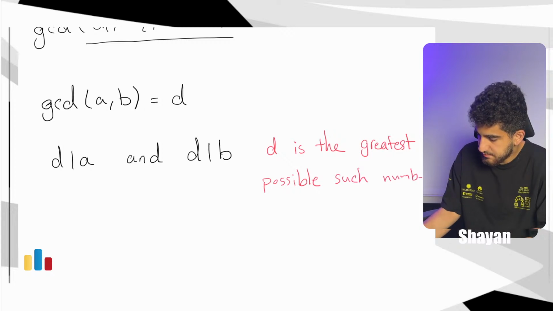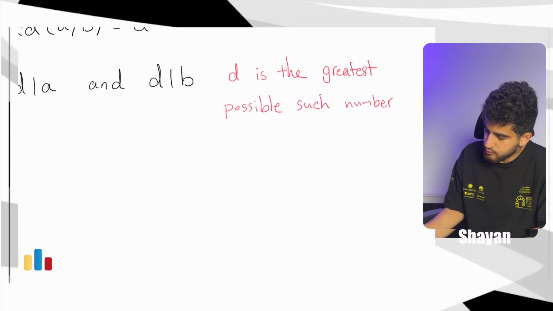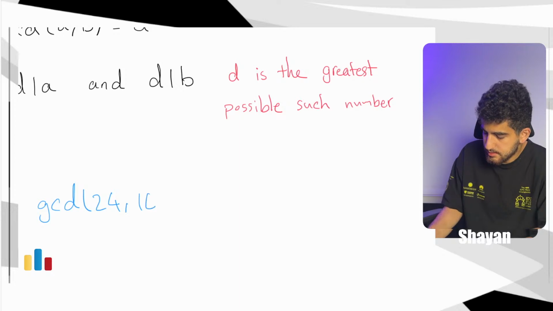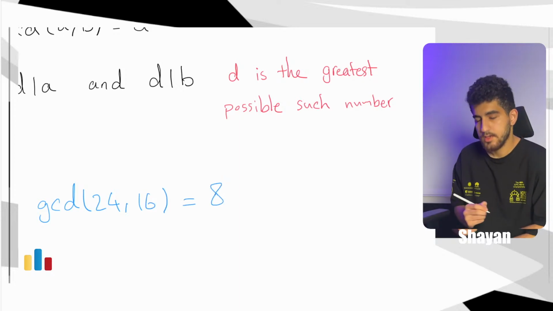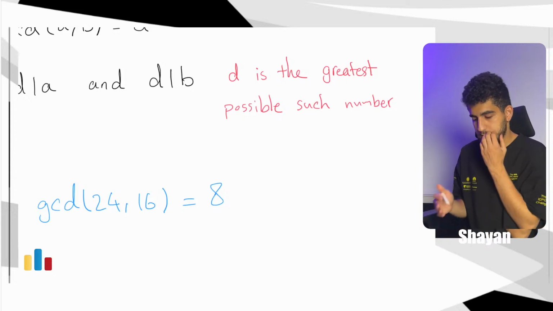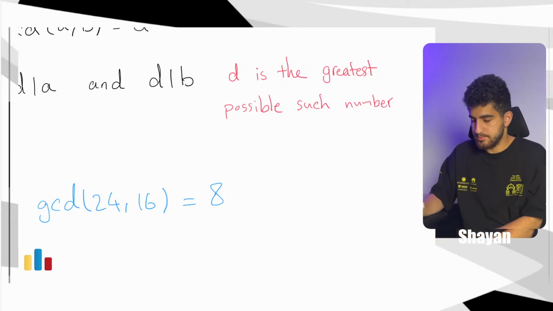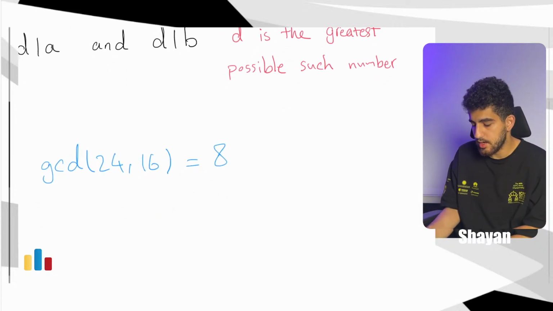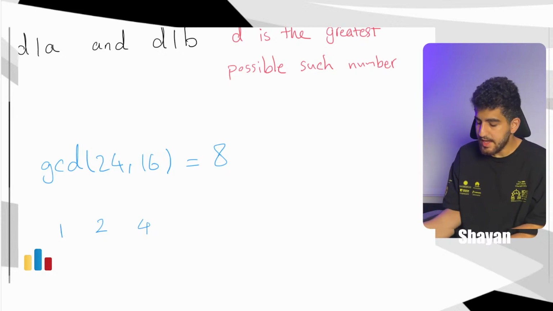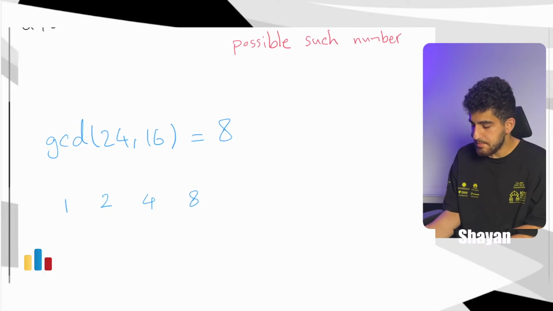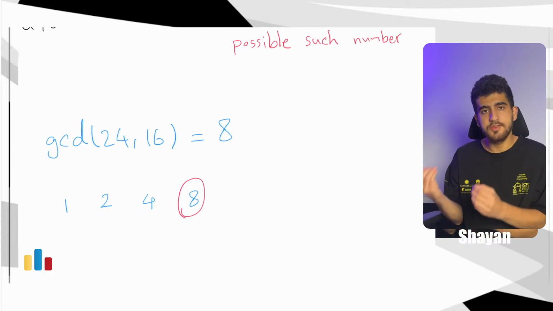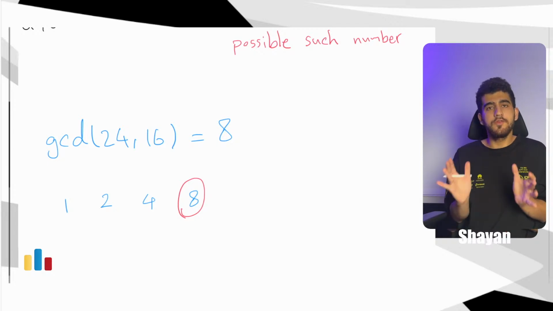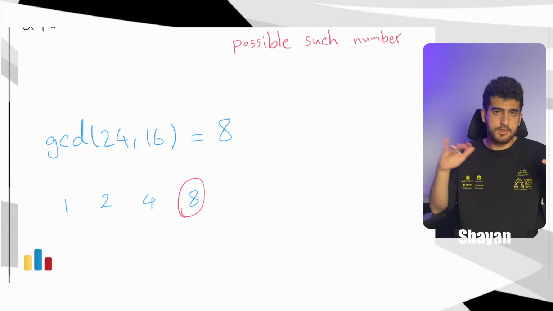For example, GCD of 24 and 16 is 8. If you see all the common divisors of 24 and 16, you see that also 2 is a common divisor. Also 4 is a common divisor. Also 1 is a common divisor. And 8 is a common divisor. Among them, 8 is the greatest one. So the greatest common divisor is 8. So far, I know that most of you knew the definition of GCD.